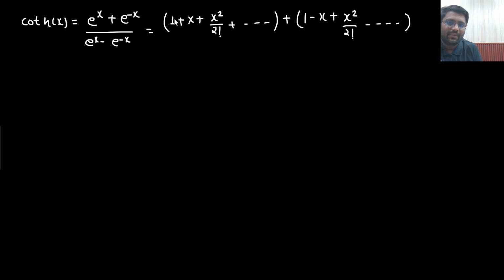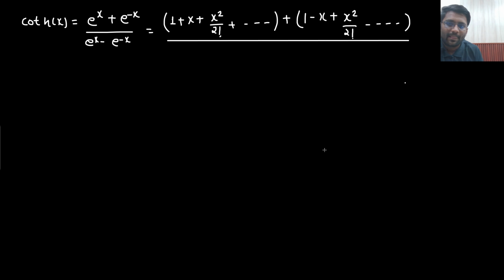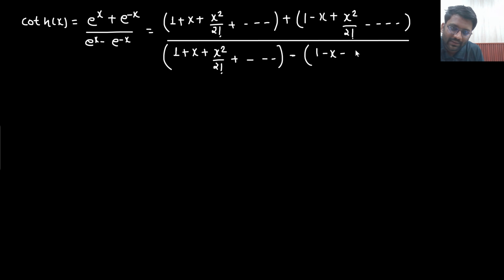E to the power minus x. In place of x, I need to put minus x. 1 as it is constant value. In place of x, minus x. In place of x, I put minus x. Then it will become plus x to the power 2 factorial only. Divided by, what is e to the power x? That is 1 plus x plus x square by 2 factorial and so on. Then minus 1 minus x plus x square by 2 factorial and so on.